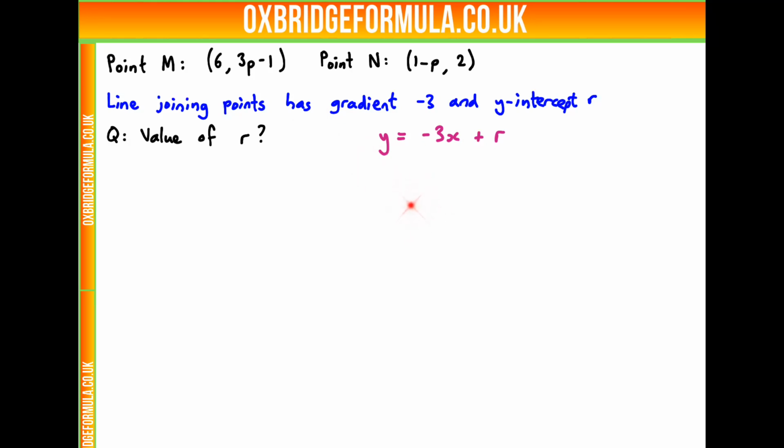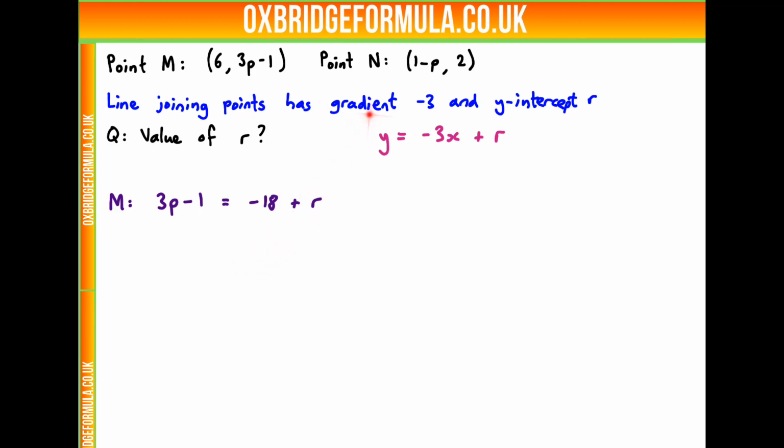So what would be our next move? Well, we could set up 2 simultaneous equations for point M and point N using this line equation. So let's do just that. For point M, let's substitute in the appropriate values of x and y. So y is 3p minus 1, and that is equal to minus 3 times x. Minus 3 times 6 is minus 18, plus r.